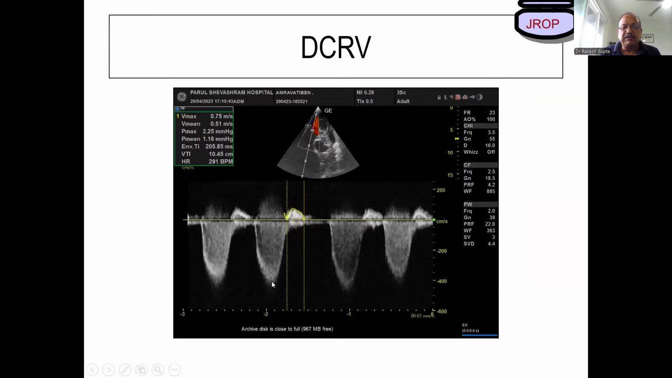You can measure the velocity of this gradient, which is almost 4.5 meters per second or 5 meters per second. If this is the cutoff, it is almost 4.5 meters per second. So double chamber right ventricle presenting with severe tricuspid regurgitation.